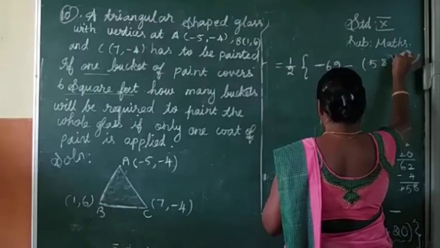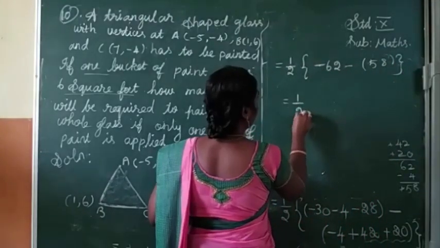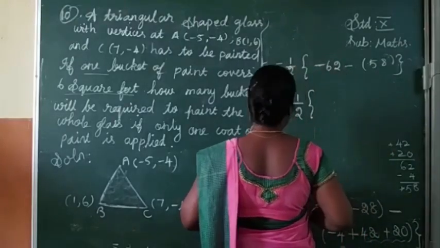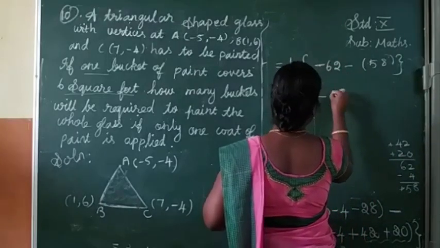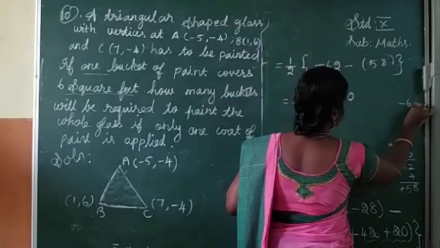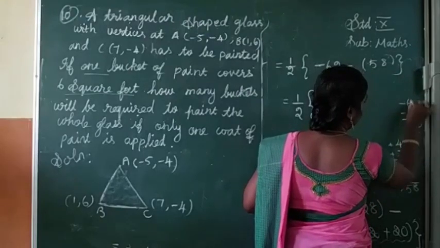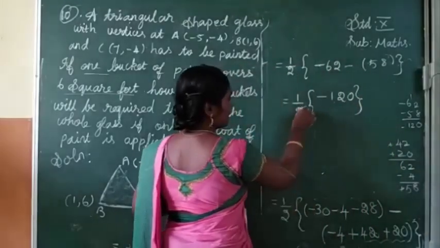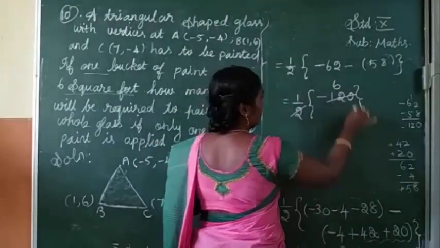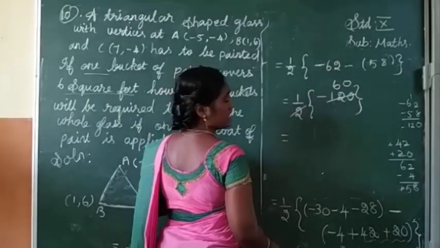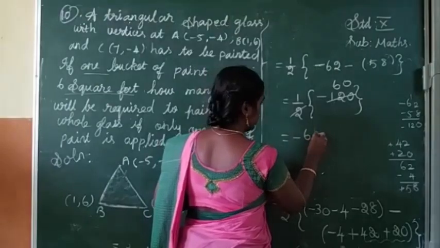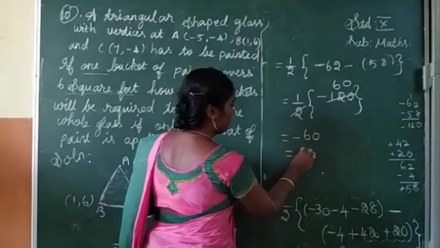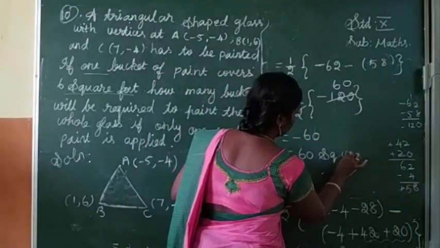So plus 58. That is equal to half into, if you add these two numbers, you will get the answer minus 6, minus 120. Add it: minus 62 minus 58. 8 plus 2, 10, remaining 1. 6 6s are 12, minus 120. Shall we cancel it? 6 2s are 12, then 0. 1 60 is 60, plus into minus is minus 60. I already told you area can't be a negative value, so you just rewrite that negative value as a positive value. So 60 square units.